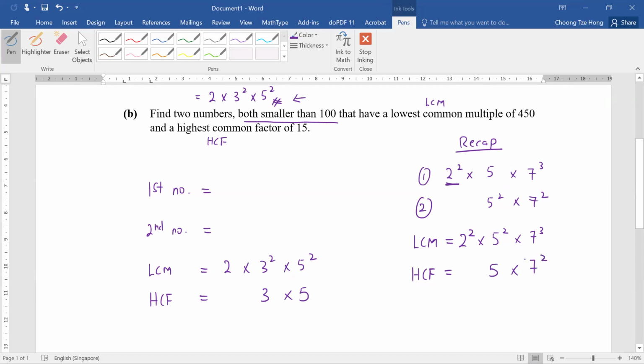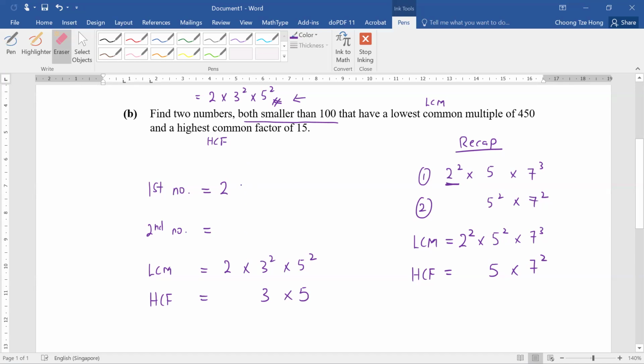Okay, so let's try to apply this logic to help us solve the question. Let's compare the two first. The LCM has a 2, the HCF has no 2. So this simply implies that one of the numbers must have a 2, the other one has no 2. So I won't write it, because there's no 2.